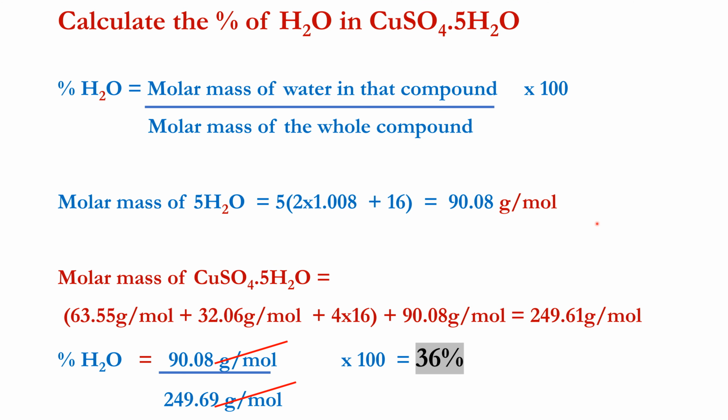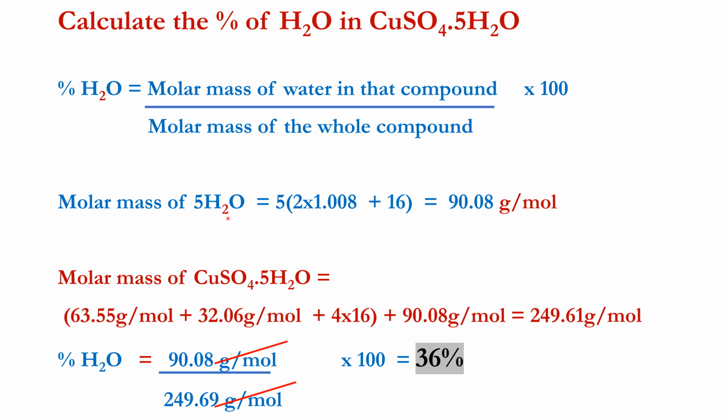Let's look at another example. Calculate the percentage of water in copper sulfate pentahydrate. So we use the formula percentage water equal to molar mass of water in this compound, which is 5 molecules of water, divided by molar mass of the whole compound, which is the whole of this compound, including 5 water molecules, multiplied by 100.